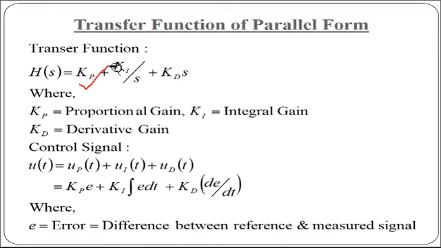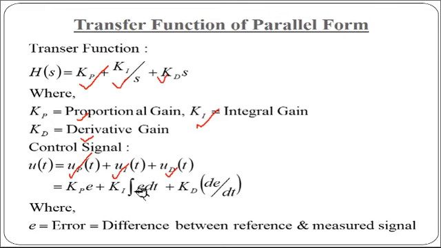Here we can add Kp + Ki/s + Kd·s, which is applying the Laplace transform for the transfer function, where Kp is the proportional gain, Ki is the integral gain, and Kd is the derivative gain. Then the control signal we can get from here: u(t) is equal to the proportional constant, the integral constant, and the derivative constant.